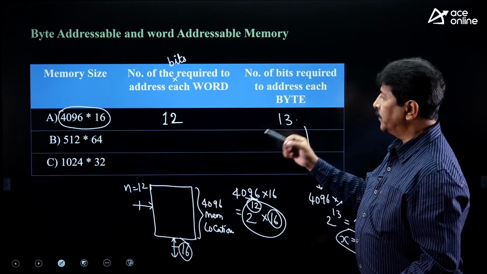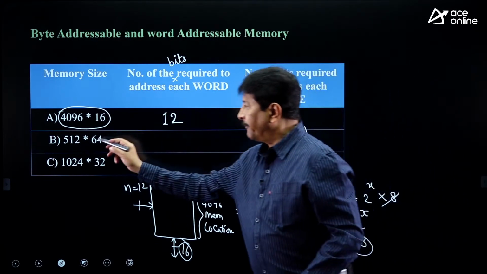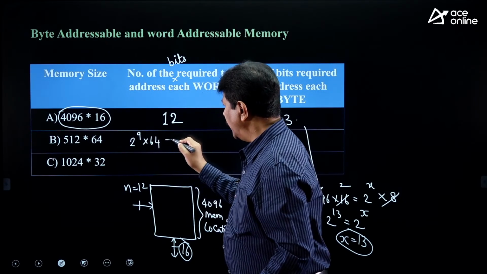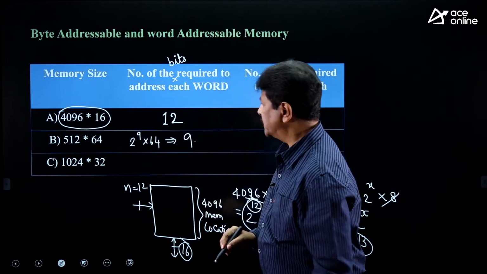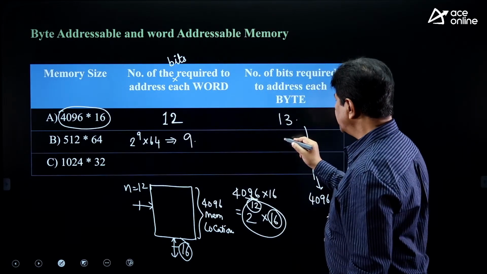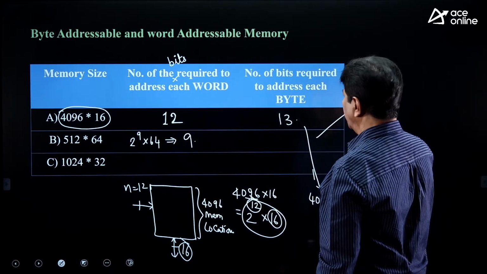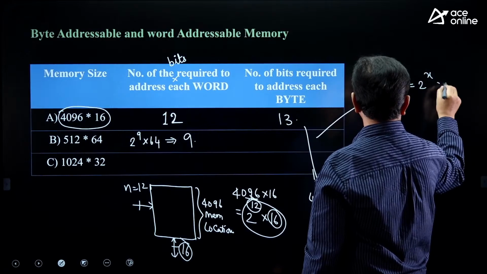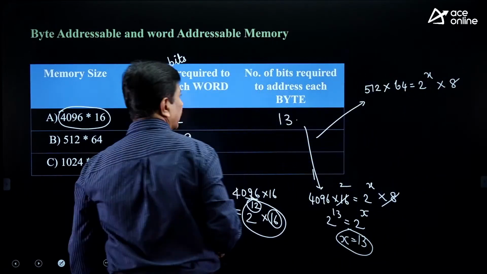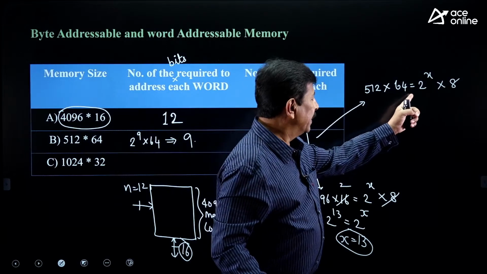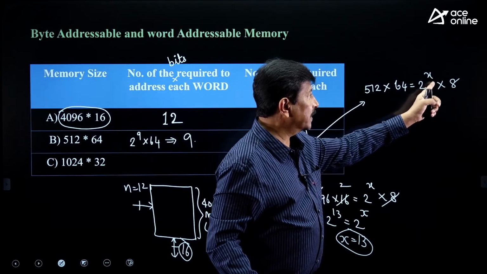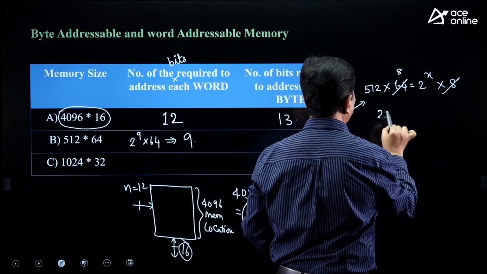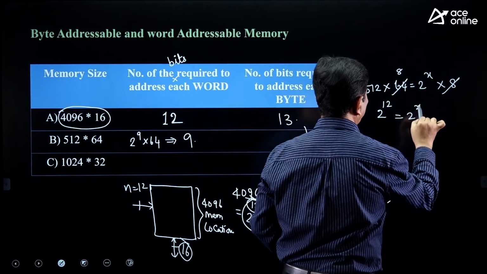In that manner, we have to quickly do this one here. Similarly, 512 into 64 can be written as 2 power 9 into 64. Hence, it requires 9 address lines. Similarly, for the byte addressable case, 512 into 64 is equal to 2 power x into 8. This is word addressable memory, but for byte addressable memory, you have to express it in this fashion. If you calculate this, this becomes 2 power 12 is equal to 2 power x.